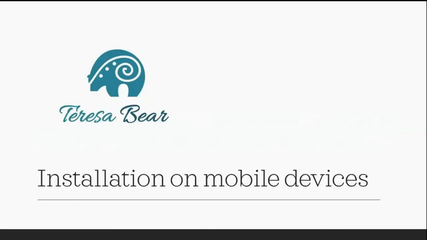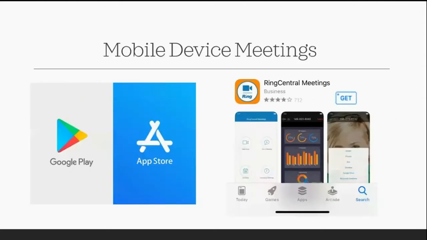If you decide to join the meeting through a notebook or phone, you will need to install the RingCentral Meeting app on that device. First of all, open up the shopping tool on your device, Google Play for Android, and the App Store for Apple products. In the search bar, look for RingCentral Meetings. RingCentral has several apps in the store, so make sure that you download the Meeting app.